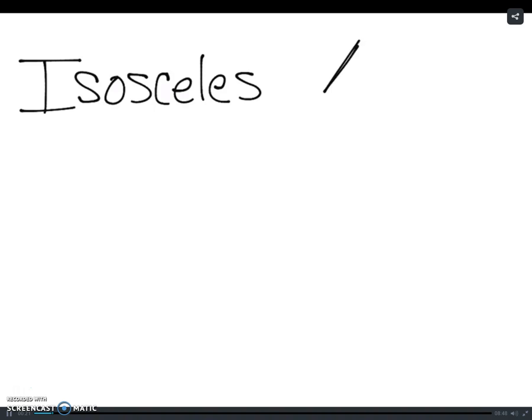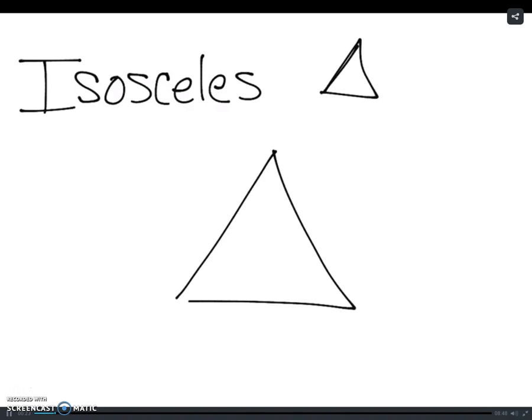An isosceles triangle is a triangle that has to have two or more congruent sides. And so that means that every equilateral triangle is also an isosceles triangle. The best name for an equilateral triangle is equilateral because it gives you more information. But if they were to ask you, is an equilateral triangle an isosceles triangle, the answer would be yes, because an isosceles triangle is two or more congruent sides.